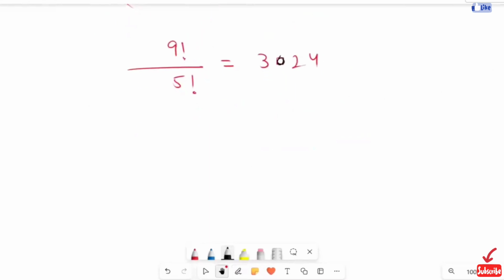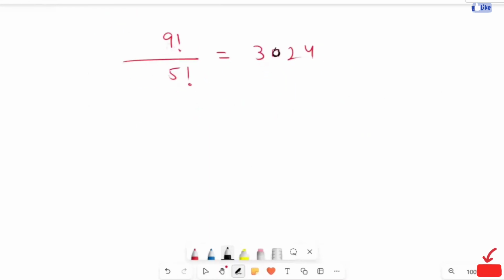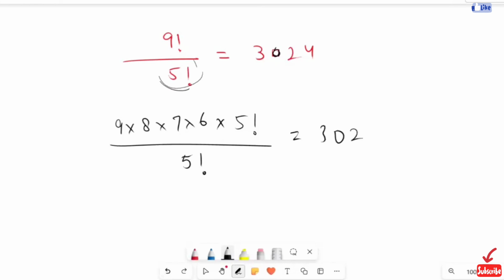So how to write the factorial for any number? As I told you, it is the multiplication of one number with the numbers below that number. It's like 9 times 8 times 7 times 6 times 5 factorial. Why do I end up here with 5 factorial? Because our denominator is 5 factorial. So that's why I write the factorial for 9 till 5 factorial, over 5 factorial is equal to 3024.